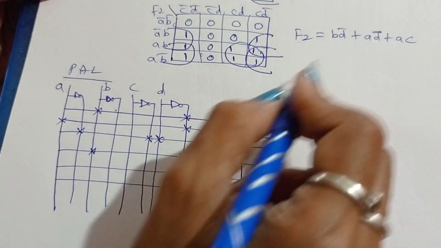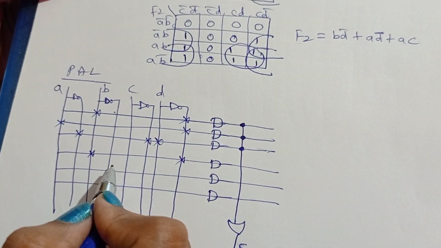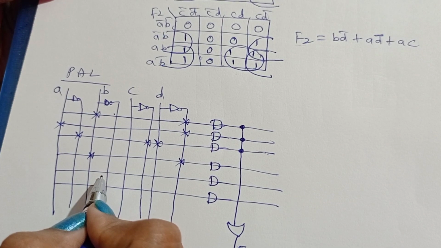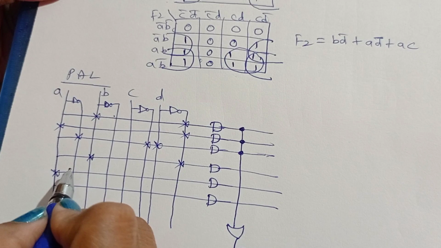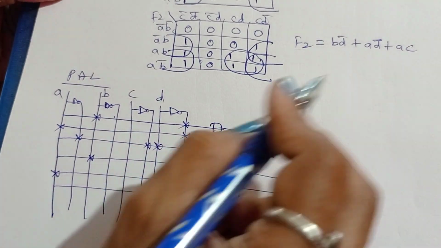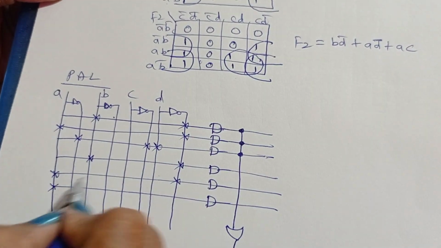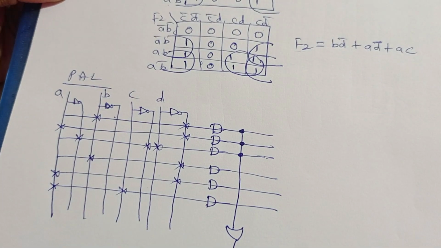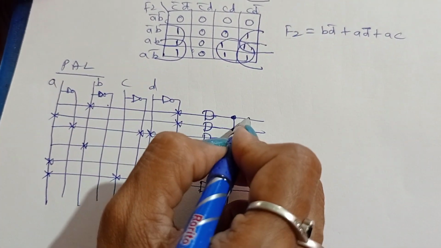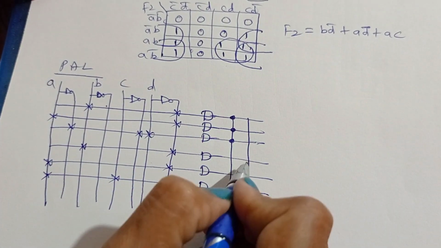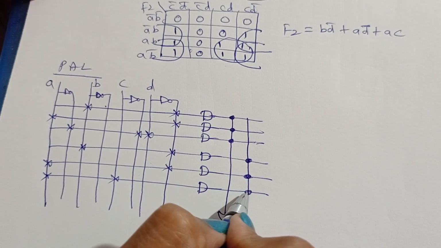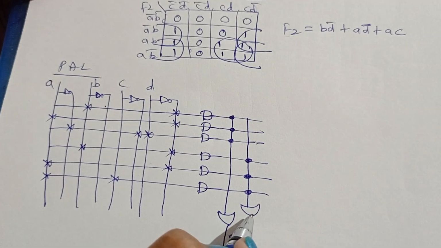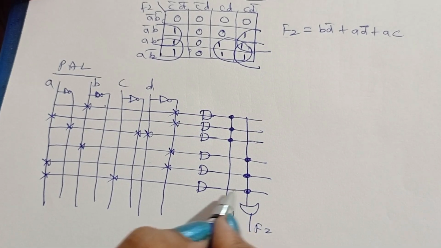And same as B D bar. Next A D bar and A C. So this is F2.